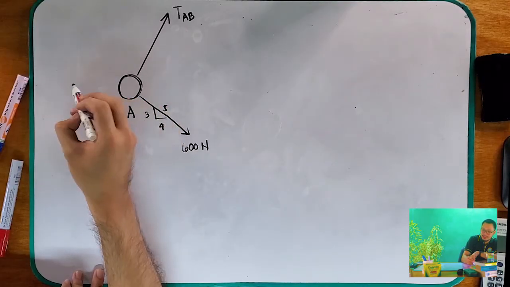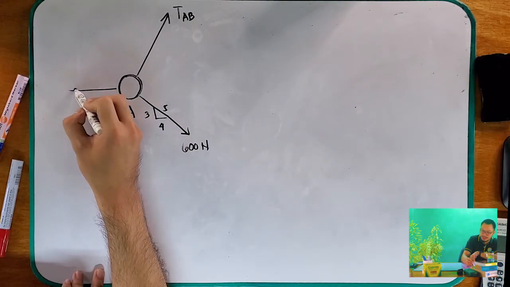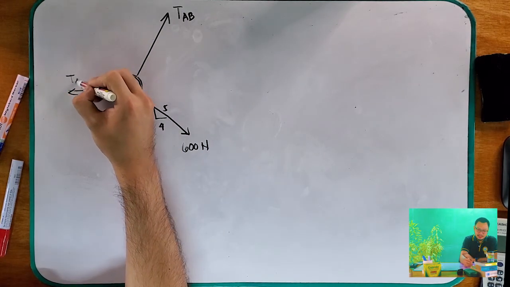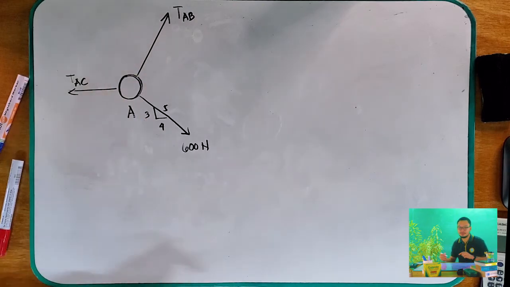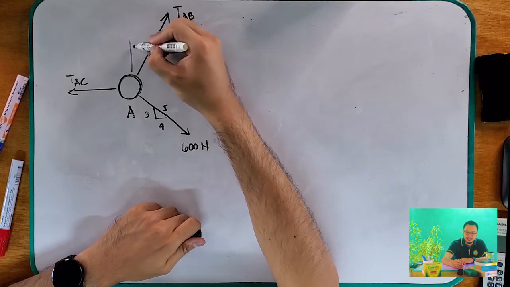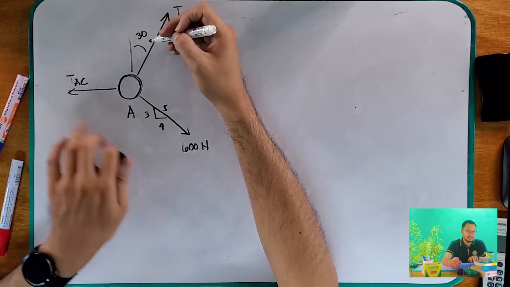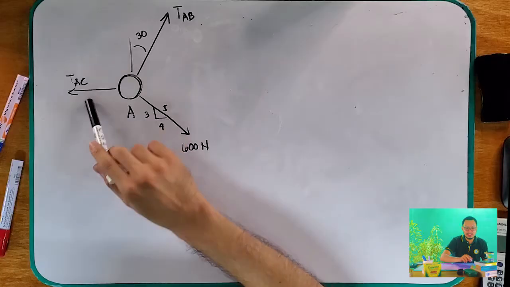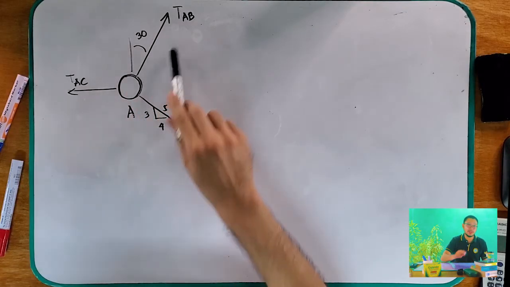We also have a tension that is happening on this side. And let's call it TAC. Okay? So, this is given in our problem. This one is directed 30 degrees. And this one is directed horizontal. So, our goal for this problem is to determine these unknown forces.